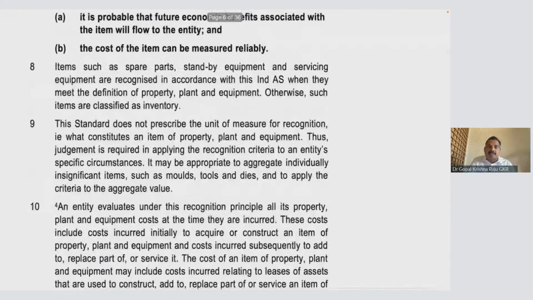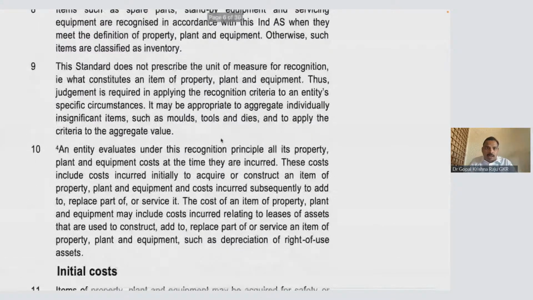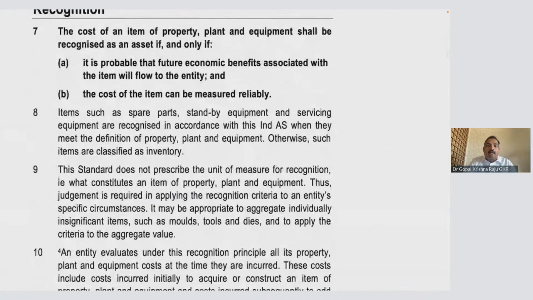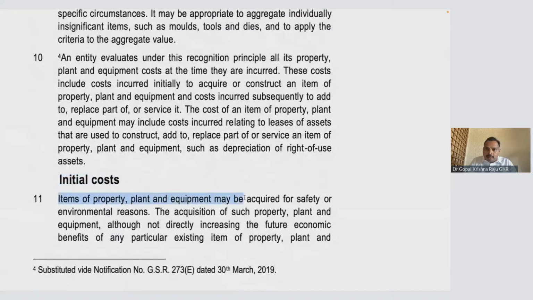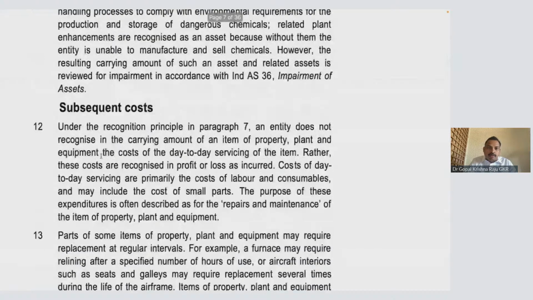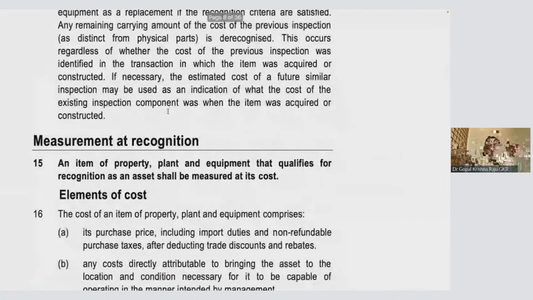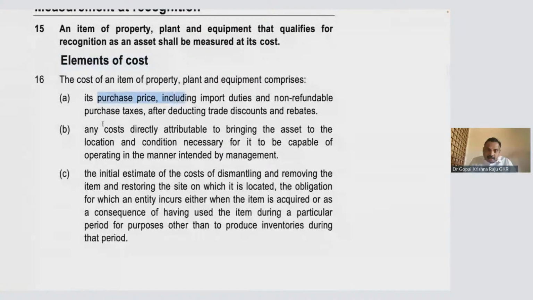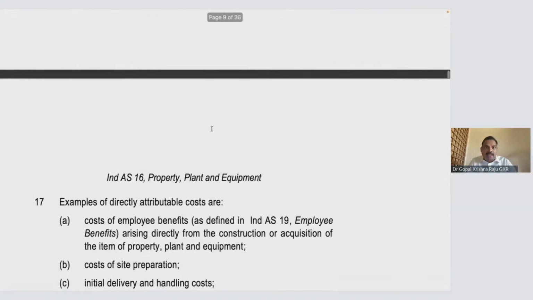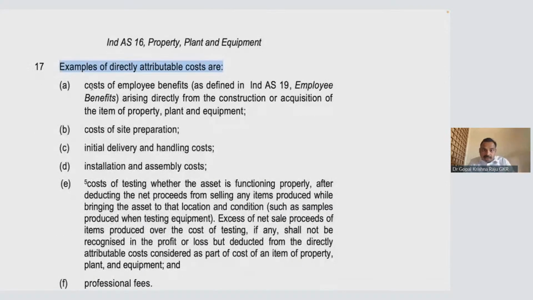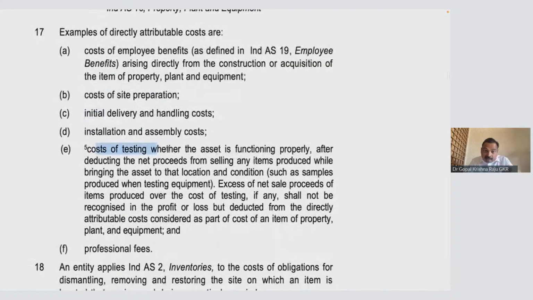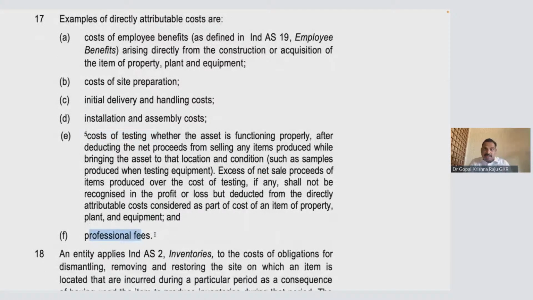So now, what is the cost? Look at this. The initial cost, items of PP that may be acquired, these are initial cost, subsequent cost. What are the elements of cost? Very important. Purchase price, and cost directly attributable to bringing the asset. Now what is cost directly attributable? It is separately given. These are the attributable direct costs: employee cost for construction, site preparation cost, delivery cost, handling cost, assembling cost, testing cost, and also the related professional fees. All these are directly attributable cost.